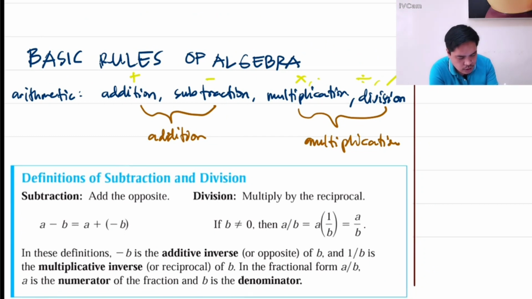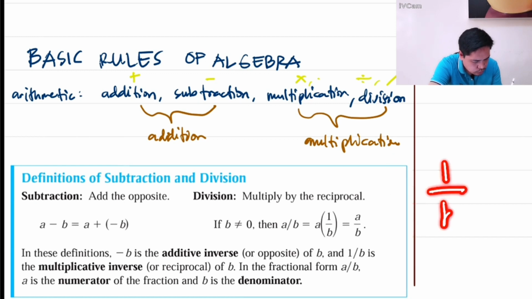Like I said, the operations are only addition and multiplication, so we define subtraction and division as the opposite. For subtraction, it is adding the opposite. For example, A subtracted by B is just A plus the opposite of B, which is negative B. Now, for division, we multiply by the reciprocal. The reciprocal is the flipped fraction, the numerator and denominator swapped. Of course, B should not be equal to 0, because that becomes undefined in the denominator. So A divided by B, or A over B, is just equal to A times the reciprocal of B, which is 1 over B, because B is B over 1.